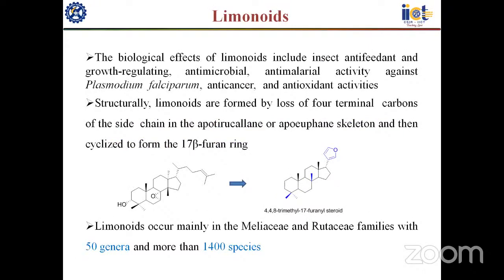Before going on, I would like to give emphasis to the limonoids. The biological effects of limonoids include insect antifeedant, growth regulating, and antimicrobial activity. Limonoids are nothing but our neem family compounds, and structurally limonoids are formed by the loss of 4 terminal carbons on the side chain of the apotirucallane skeleton. That is why they are also called apotirucallane triterpenoids. Limonoids occur mainly in Meliaceae and Rutaceae families, with 15 genera and more than 1400 species. The best example of the Meliaceae family is our neem tree, which possesses a diverse class of limonoids, including azadirachtin, nimbolide, nimbin, and other famous limonoids. Azadirachtin, we know, is a very good insecticidal agent.